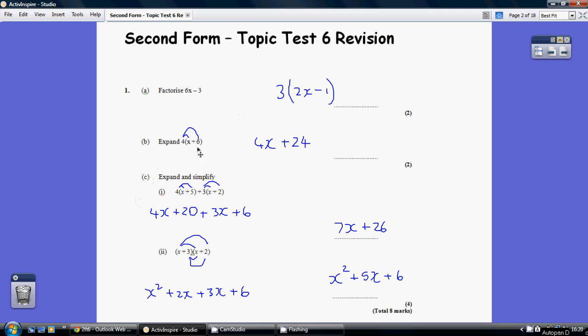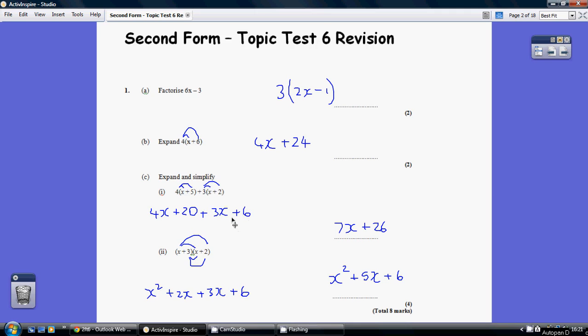Now C part 1 is really just 2 lots of what we've just done to start with. So we do 4 times x and 4 times 5, 4x plus 20, and we repeat the exercise with this second part. So 3 times x is plus 3x, and 3 times 2 is plus 6.